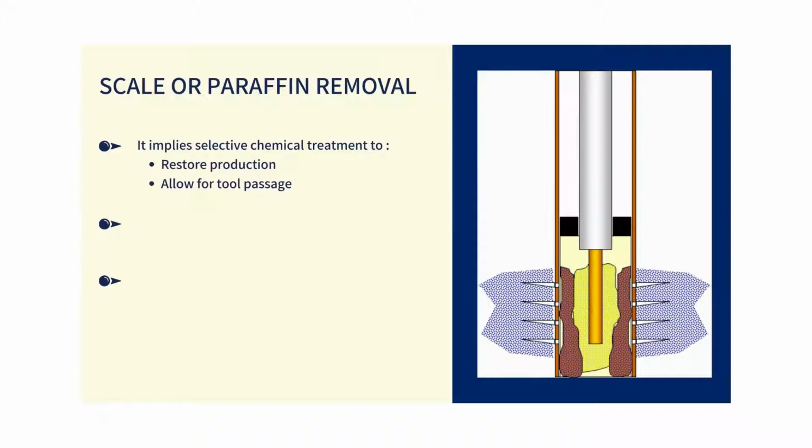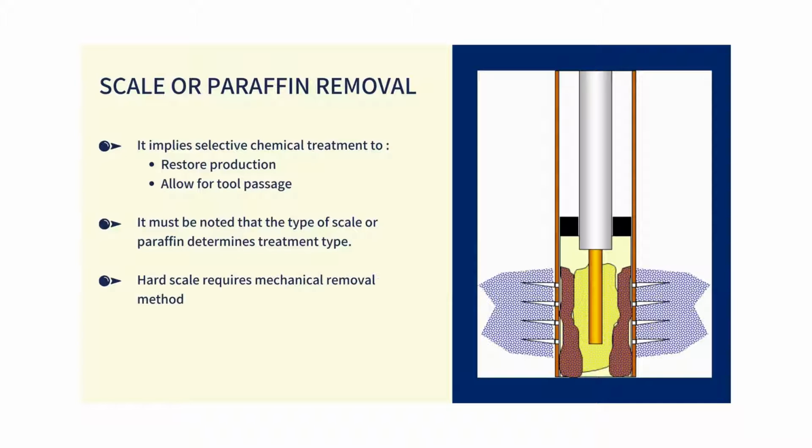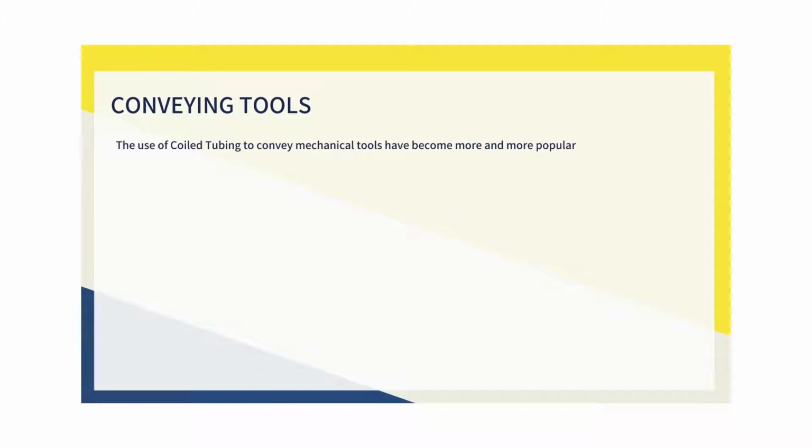It implies selective chemical treatment to restore production and allow for tool passage. It must be noted that the type of scale or paraffin determines treatment type. Hard scale requires a mechanical removal method. Conveying tools: the use of coiled tubing to convey mechanical tools has become more and more popular.